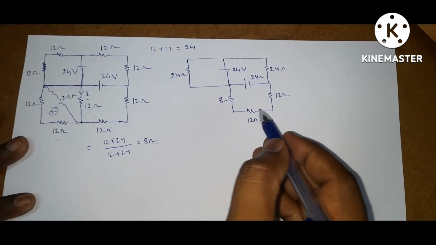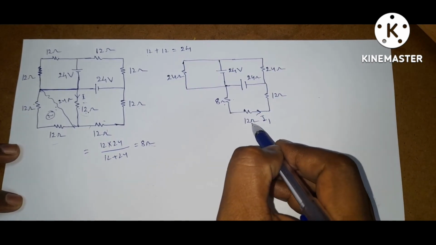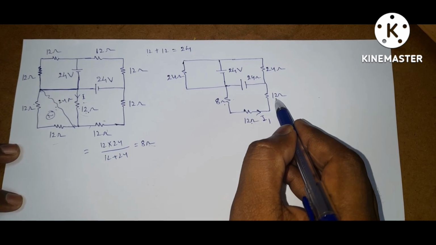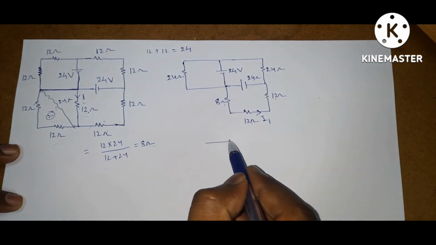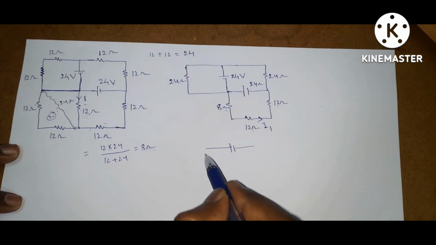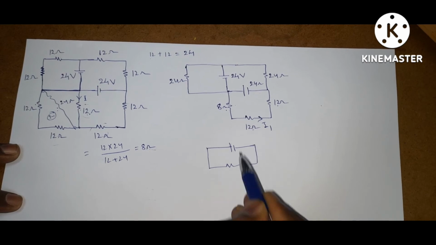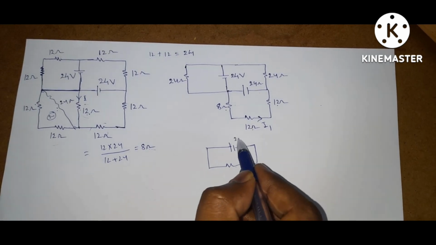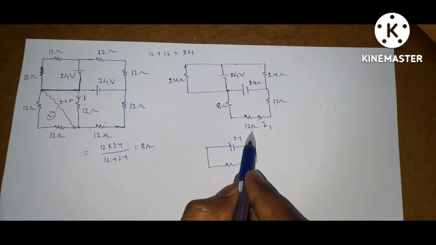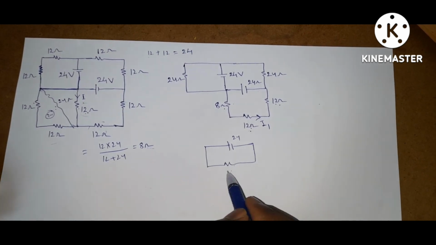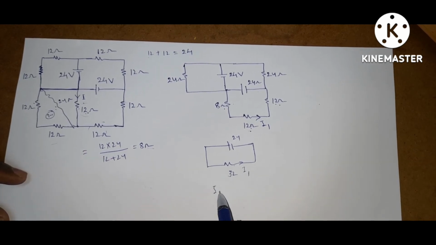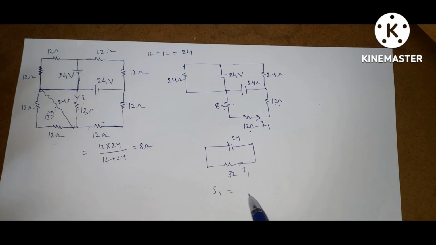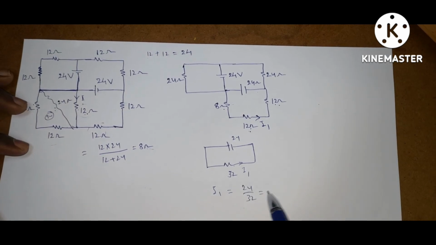If you observe here, 8 ohms, 12 ohms and 12 ohms are in series. These are connected in parallel across this 24 ohms. That means you can draw this as R equivalent. So this is the total resistance. That means 24, and this is 8 plus 12, 20, 20 plus 12, 32. Okay, this is the I1. Now what is I1? I1 is equal to 24 by 32, that is 3 by 4 amperes.